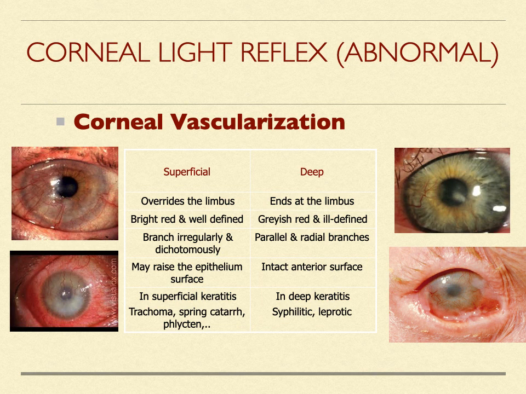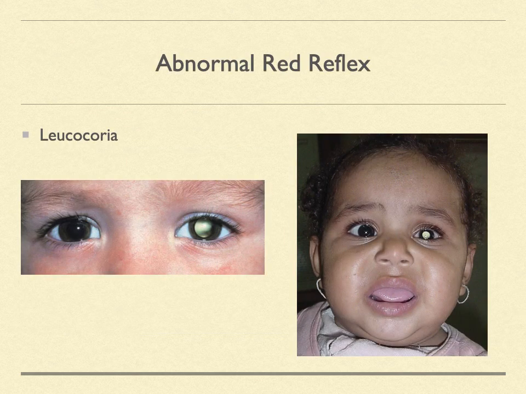The superficial and deep vascularization can be differentiated by which of them is crossing the limbus, which is branching, raising the epithelium or not. It happens in different diseases, like superficial keratitis and trachoma, like on the left side, where we can see the trachoma pannus. On the right side, it's deep due to interstitial keratitis, or in syphilitic or leprotic keratitis. We can see the vessels clearly creeping, and we can see them end at the limbus, or sometimes they extend close to the limbus in a grayish or ill-defined parallel radial branching.